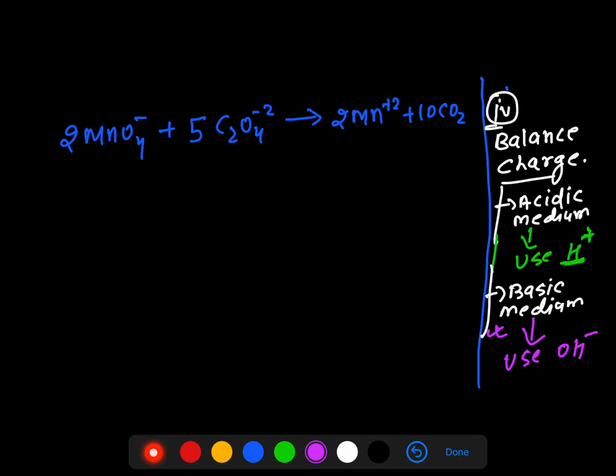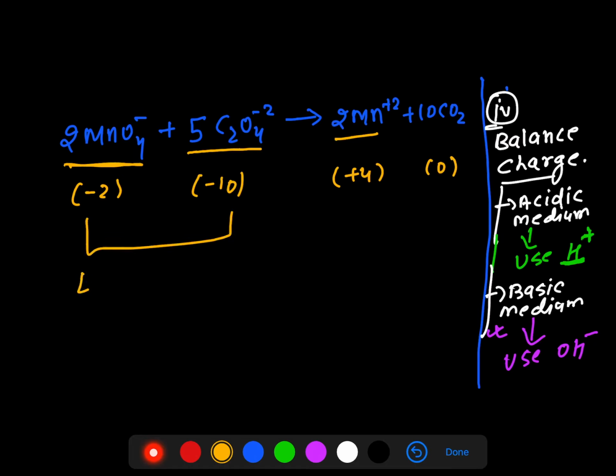For now, let's calculate the charge on both sides. So from 2 MnO4-, do we have minus 2 charge? From 5 C2O4 2-, do we have minus 10 charge? From 2 Mn+2, do we have plus 4 charge? And do we have 0 charge from the CO2 molecule, right? So total charge on the LHS is minus 12, and total charge on the product side is plus 4, right?